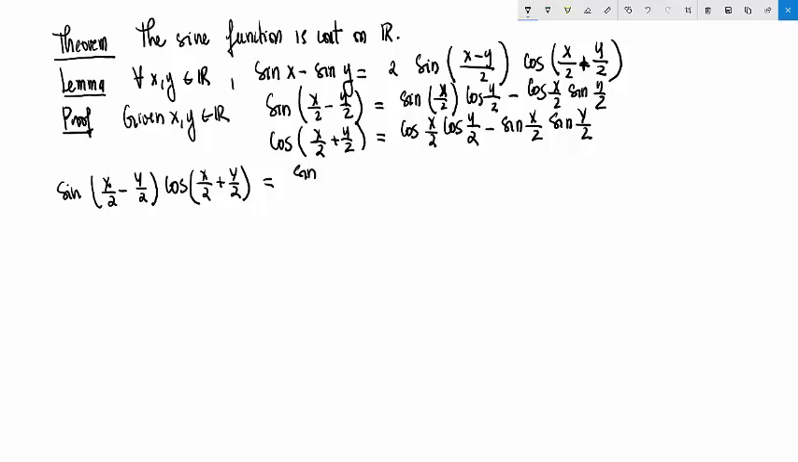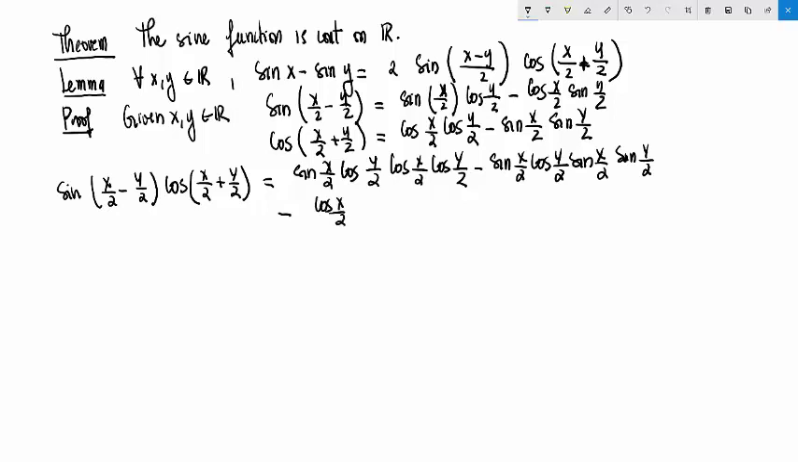So instead it's sine of x over 2 times cosine of y over 2 times cosine of x over 2 times cosine of y over 2 minus sine of x over 2 cosine of y over 2 sine of x over 2 sine of y over 2 minus cosine of x over 2 sine of y over 2 times cosine of x over 2 cosine of y over 2 plus cosine of x over 2 sine of y over 2 sine of x over 2 sine of y over 2.